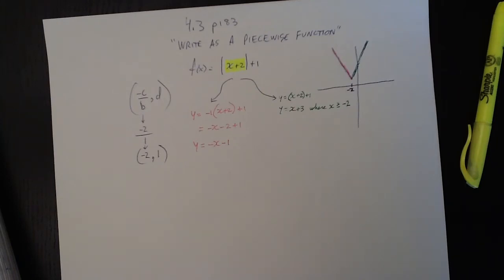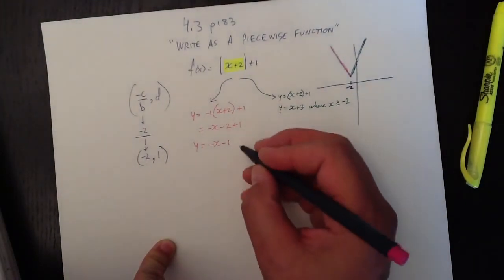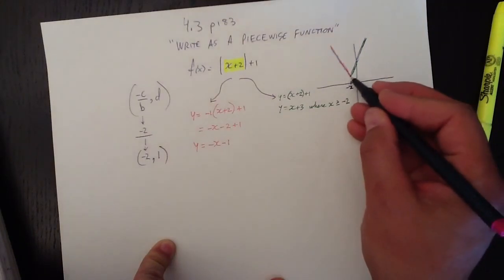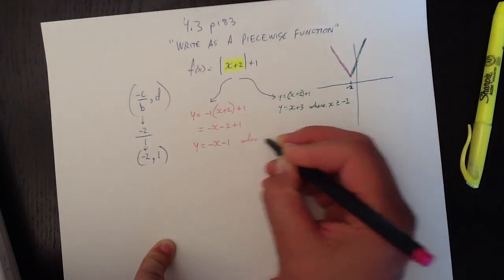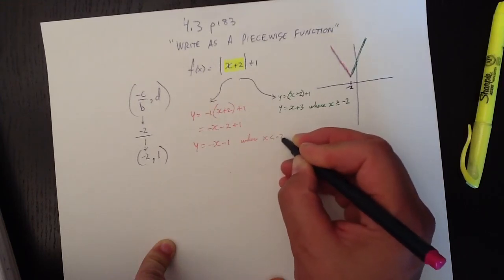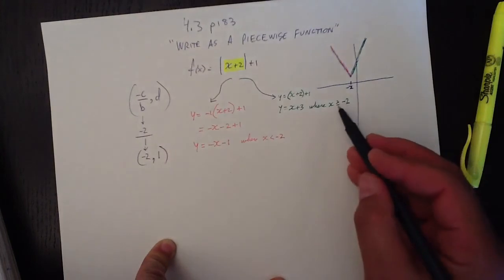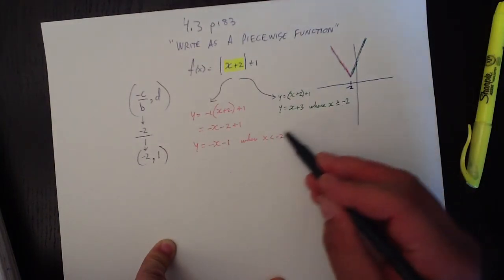Why does that not look right? Oh well, it doesn't look right now. But anyways, that is only where x, of course, is less than negative 2. So it's where x is less than negative 2. And you'll notice that I have a greater than or equal to here, and I have a less than, because we want to cover everything.